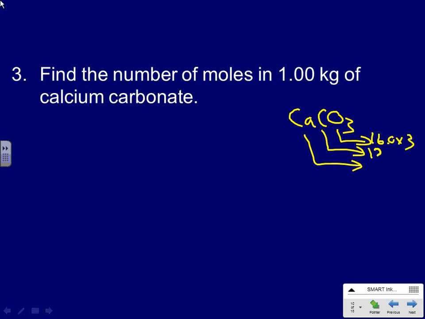16.0 times 3, 12.0. Calcium, I think, is 40.1. And Brody is taking over here. 100.1 grams per mole.